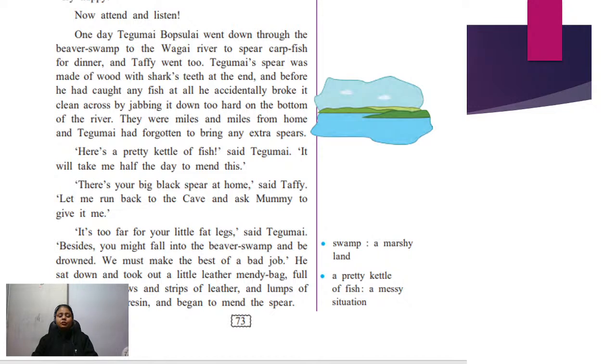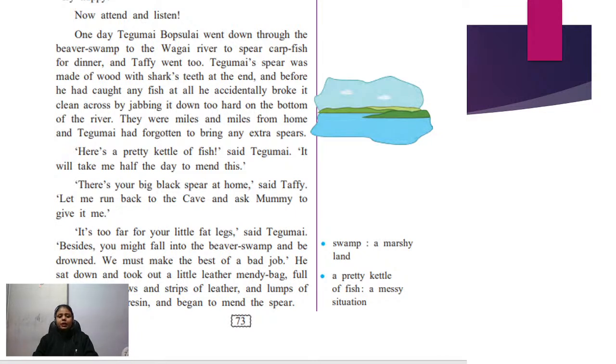Tegumai was having a spear which was made of wood with a shark's teeth at the end. So generally we know that fishermen, if they are to catch fish, they use a net. But here Tegumai was carrying a spear which was made of a shark's teeth and a wooden handle. He was to catch a fish for their meal. And then what happened? Let us see.